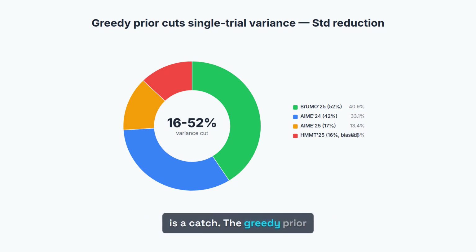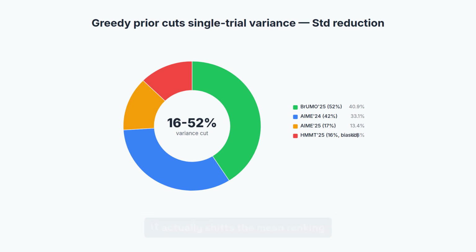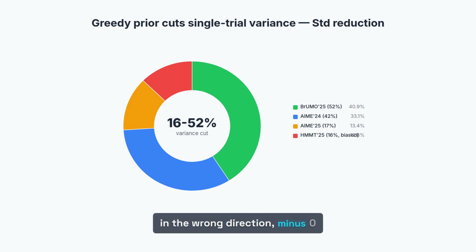But there is a catch. The greedy prior is biased. On the hardest benchmark, it actually shifts the mean ranking in the wrong direction, minus 0.022. Lower variance, but a biased center. You cannot just take it for free, so the practical recipe is clear.